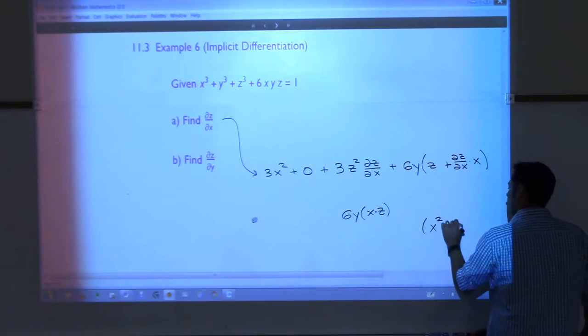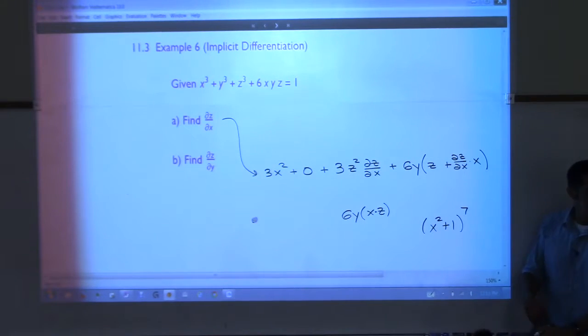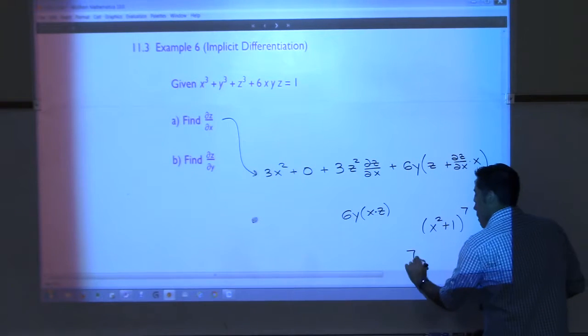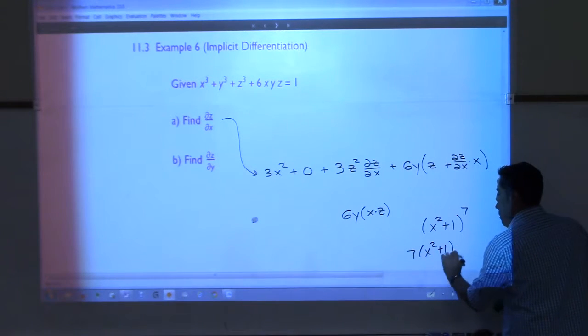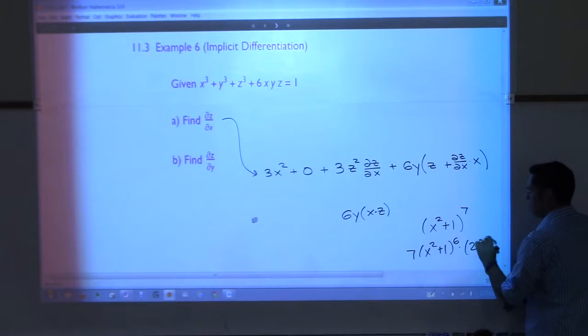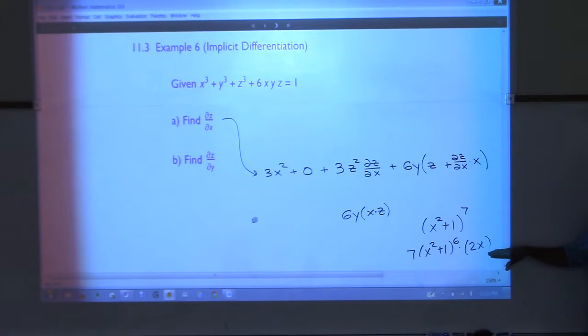Back in Cal 1, if I asked you to take the derivative of this, you would say 7 comes out. It would be this to the 6th. But then you would say times the derivative of what's inside, right? Times 2x. 7 times x squared plus 1 to the 6th, times 2x. That would be the derivative of this. And this is power rule and chain rule.